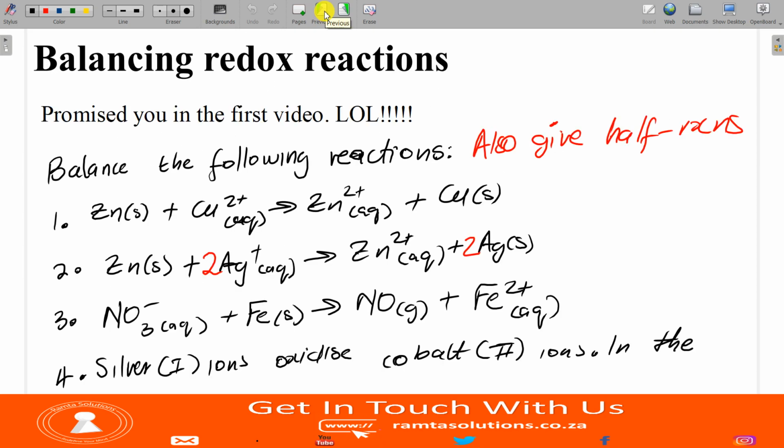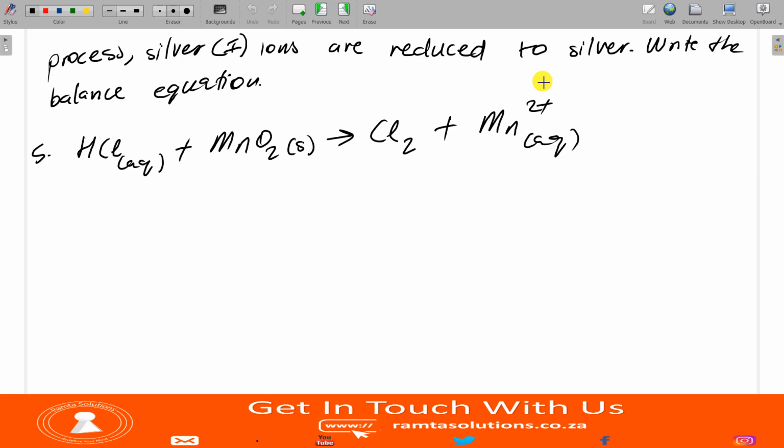Now let's see the fourth. The fourth says silver ions oxidize cobalt-2 ions. To say they oxidize cobalt-2 ions, we need to understand that what is undergoing oxidation is cobalt-2 ions. So silver ions oxidize cobalt-2 ions. In the process, silver ions are reduced to silver.